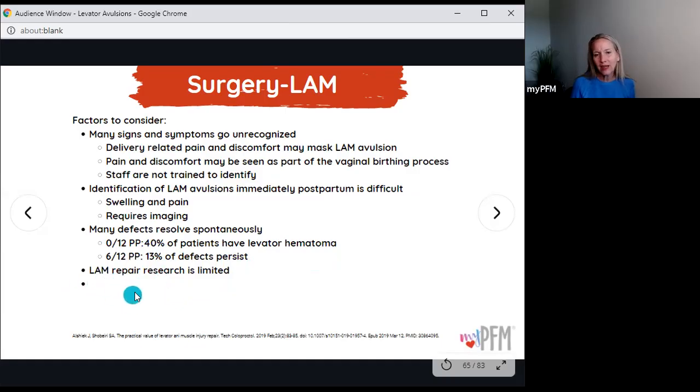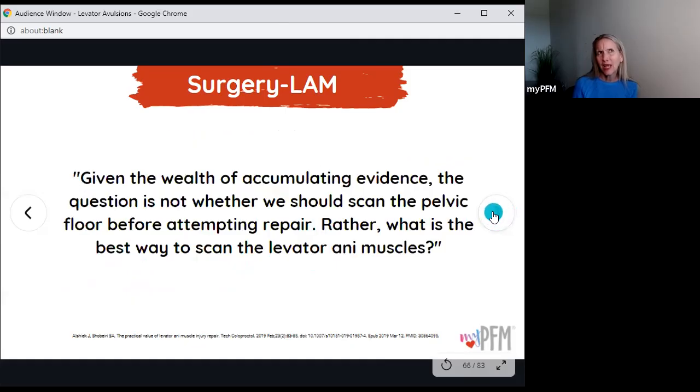So, repair of the levator ani muscle research is very limited. And from everything that I can see out there, there really isn't one type of surgery that is the gold standard. There's research going on about this, but there's no standard procedure that says, okay, this is what you should do to repair the levator ani muscle group, and this is when it should happen.